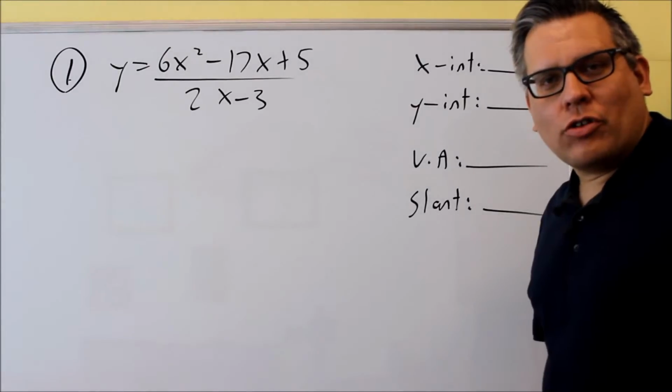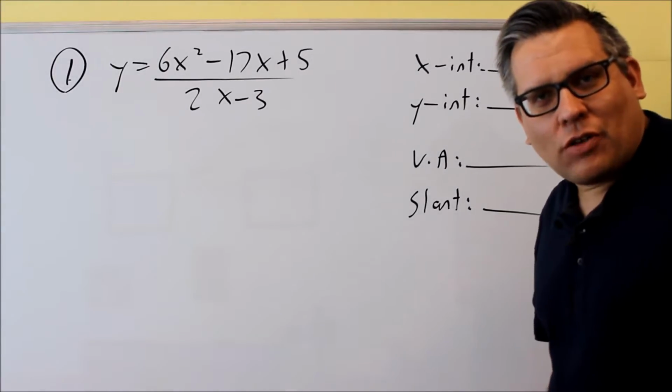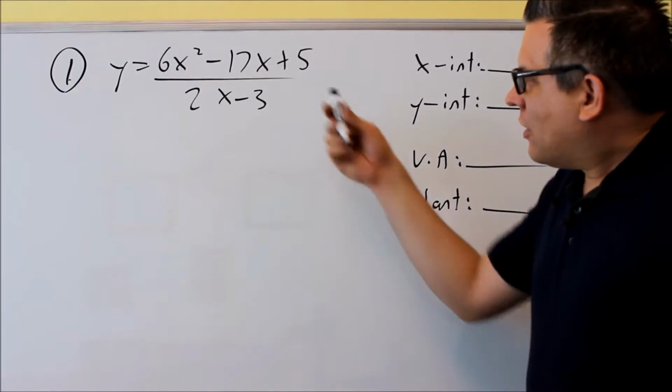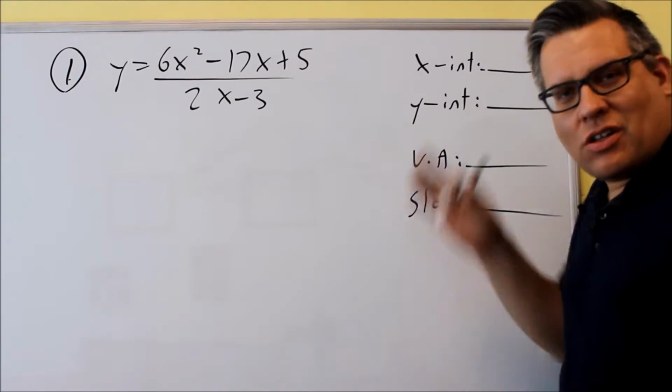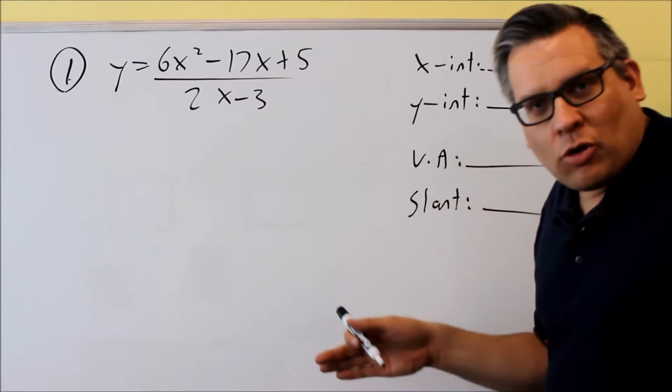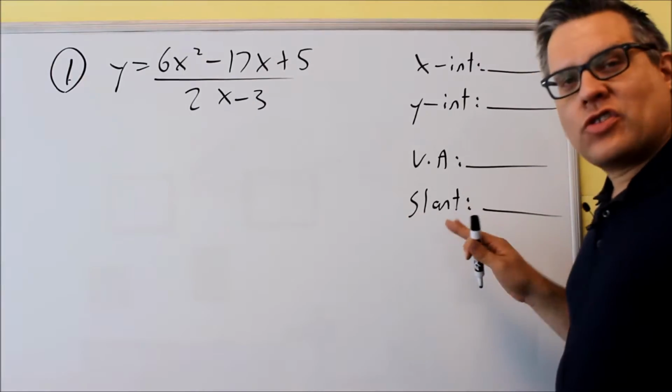Okay, this is going to be the review for sample test 3 for Precalculus. So here's our first question. It's asking us to find the intercepts and the asymptotes for this. So question number 1 will be one that involves a slant.